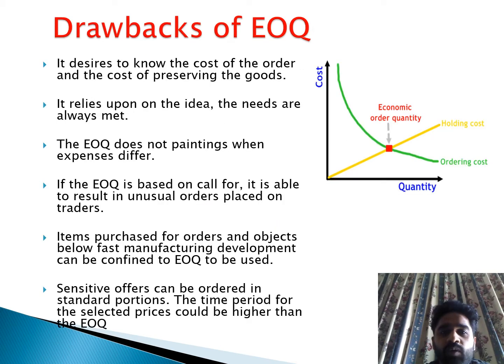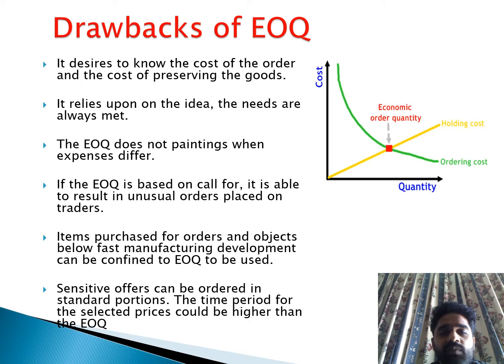Now we talk about the drawbacks of EOQ. EOQ stands for economic order quantity. It requires knowing the cost of ordering and the cost of preserving the goods. It relies on the idea that the needs are always met. The EOQ does not work when the costs differ.